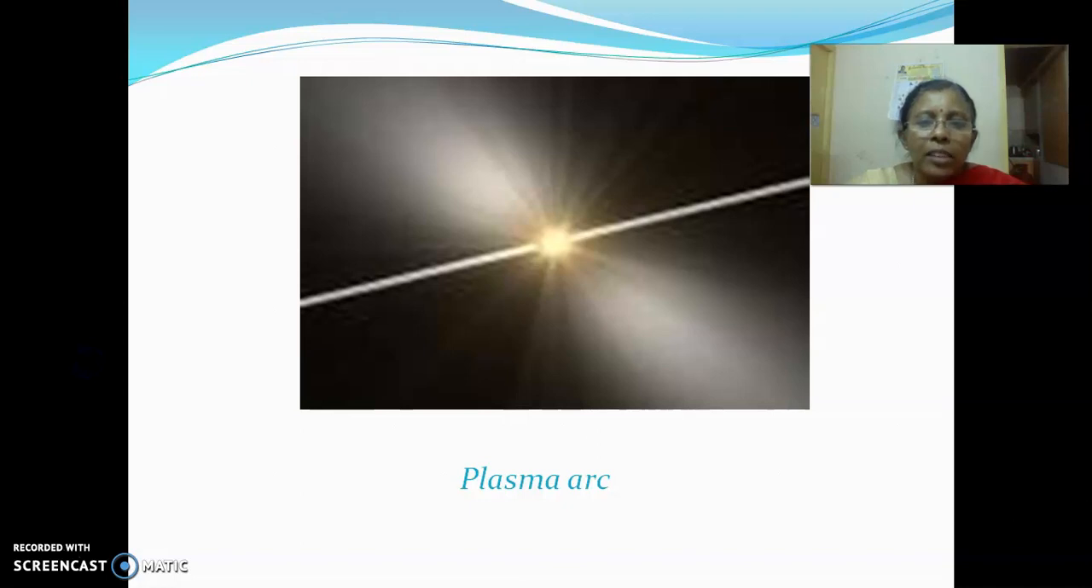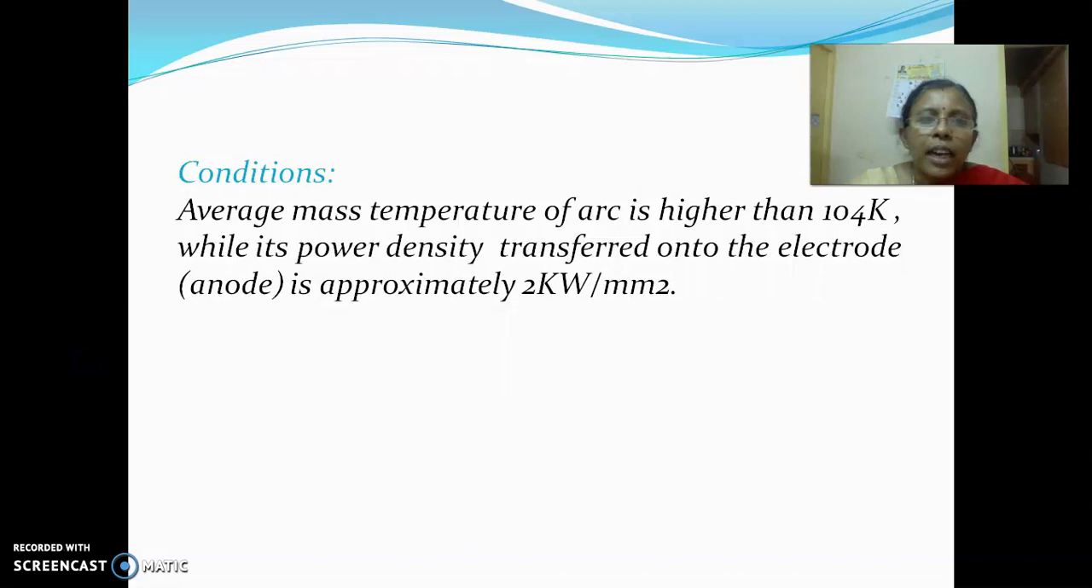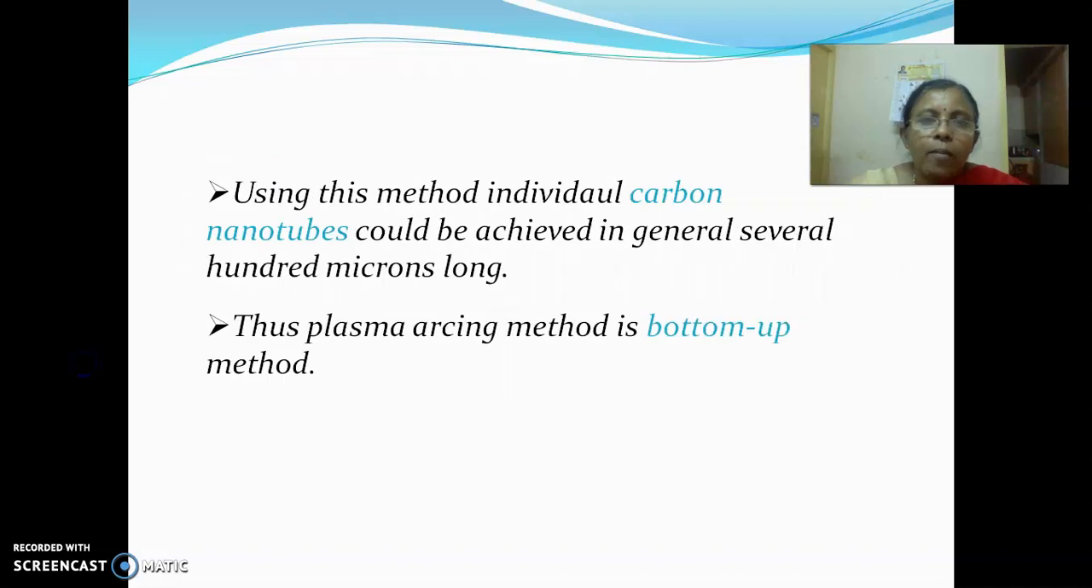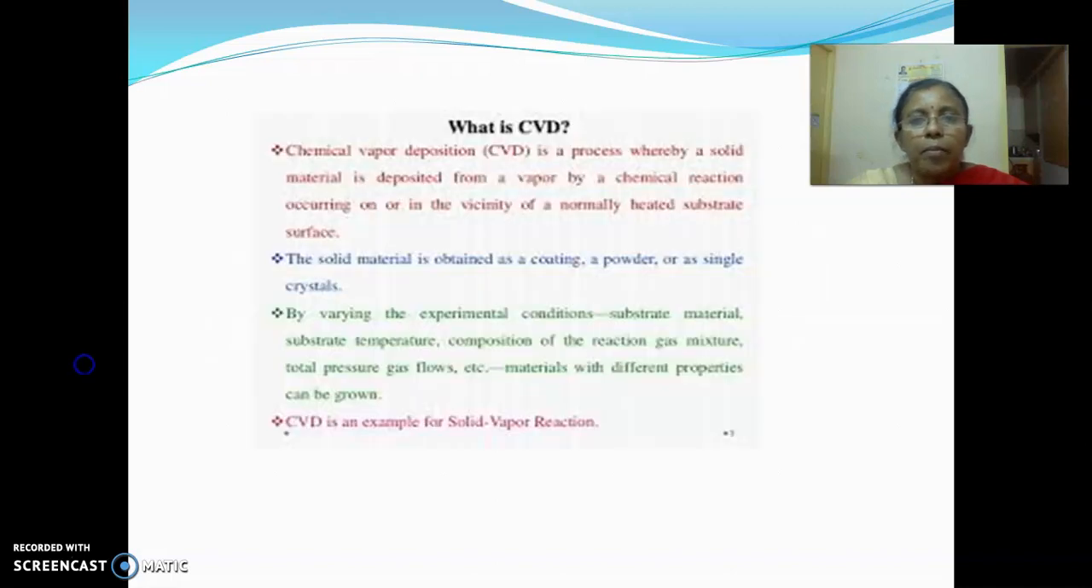This is also a plasma arc where you can see how intense it is. The conditions to be followed are that the average mass temperature of the arc must be higher than 10^4 K, while the power density transferred onto the electrode is approximately equal to 2 kilowatts per square millimeter. Using this method, individual carbon nanotubes, in general several hundred microns long, could be achieved. Thus the plasma arcing method is a bottom-up method.